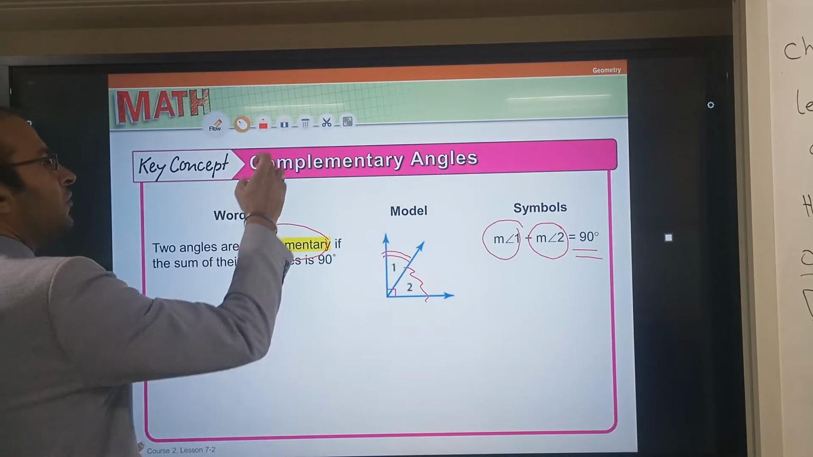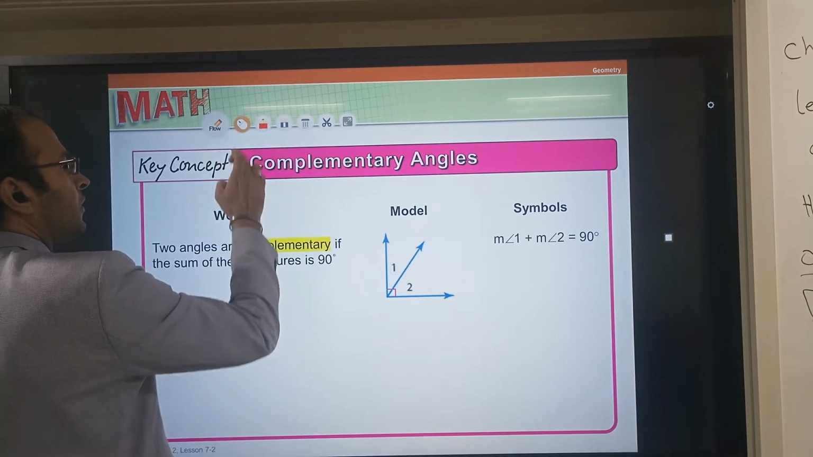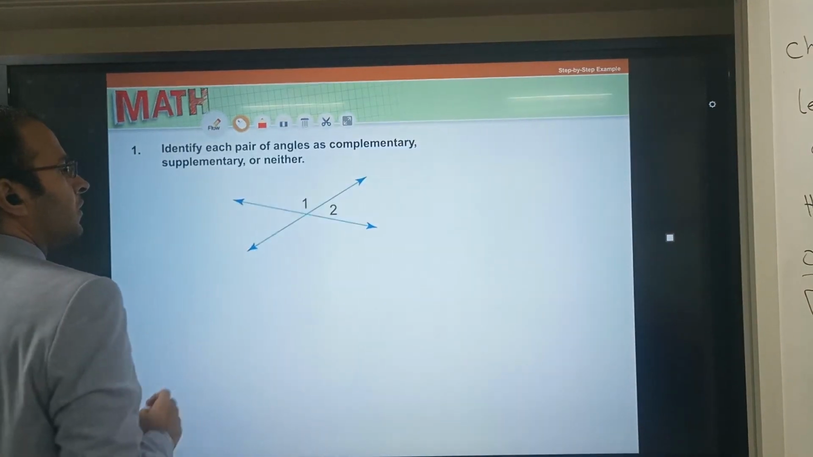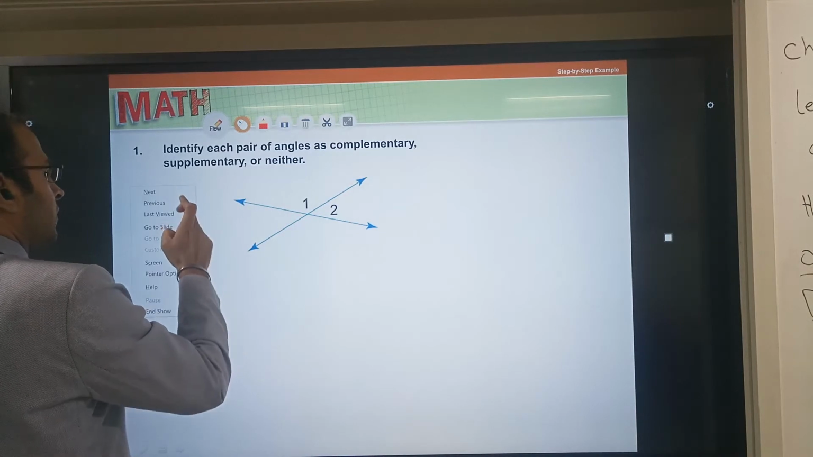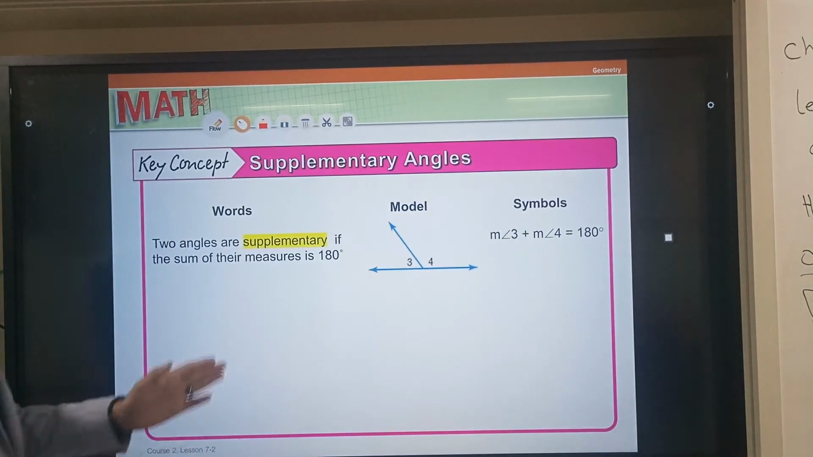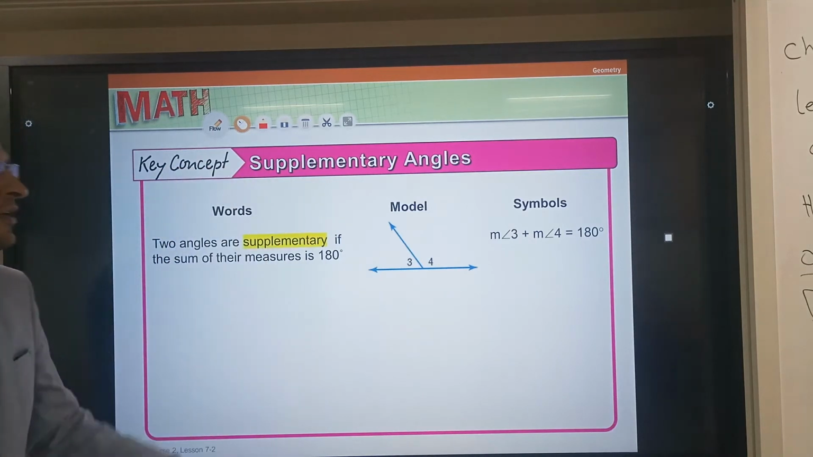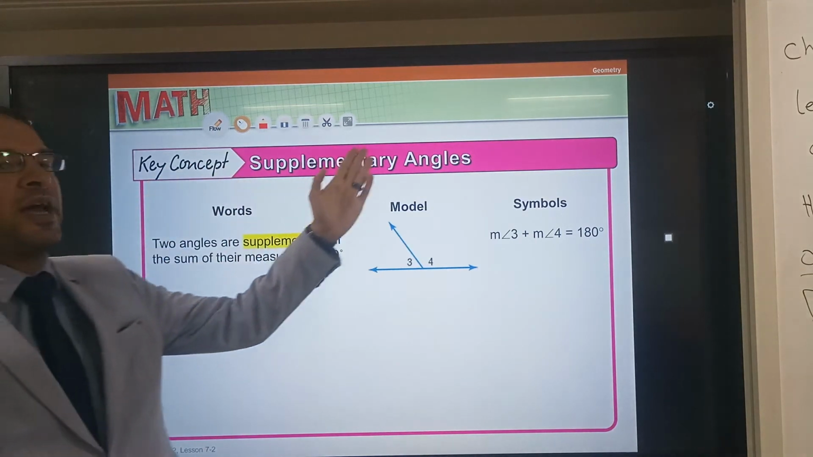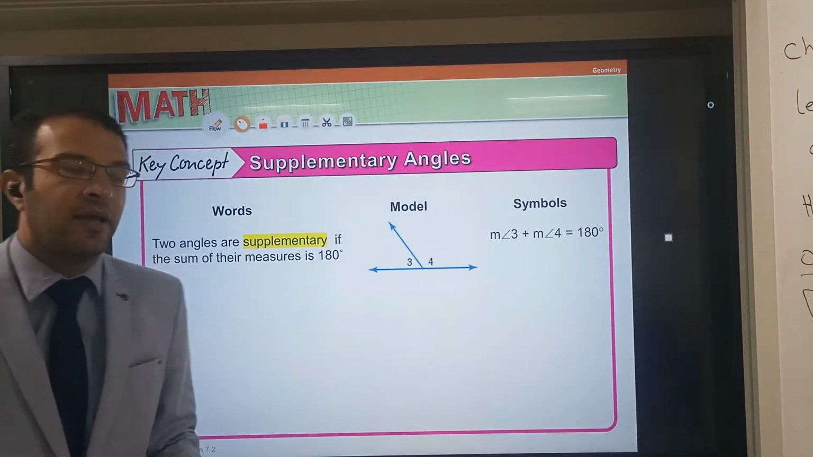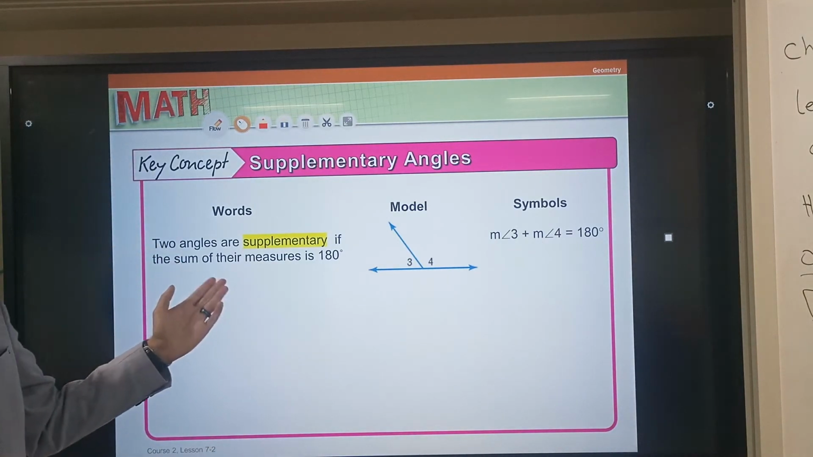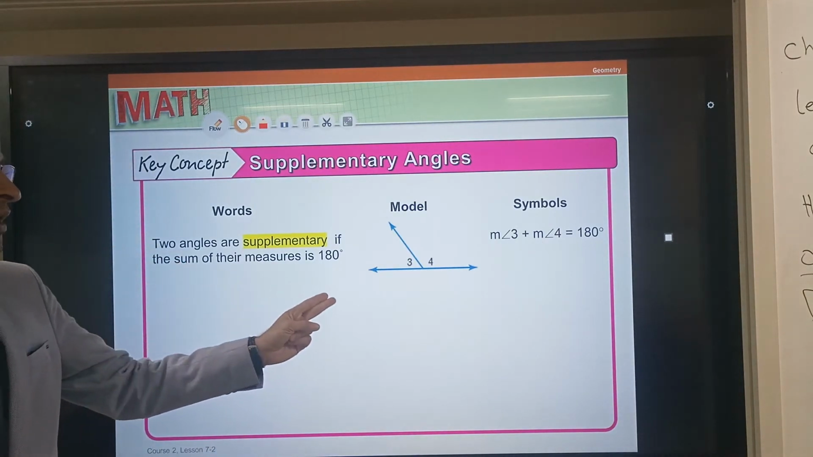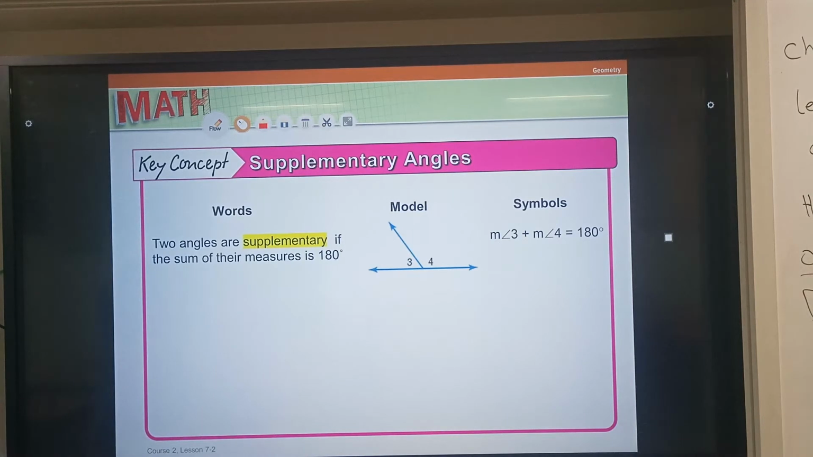We will go now to this one. This one is talking about what? The key concept is that I have supplementary angles. Supplementary angles are two angles whose sum of their measure is equal to 180. Again, supplementary angles are two angles, like 3 and 4.